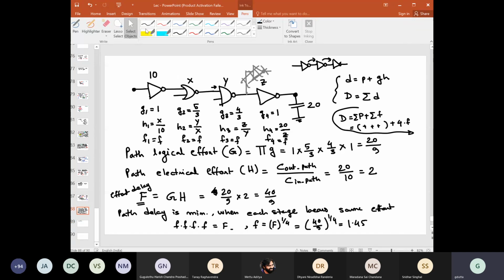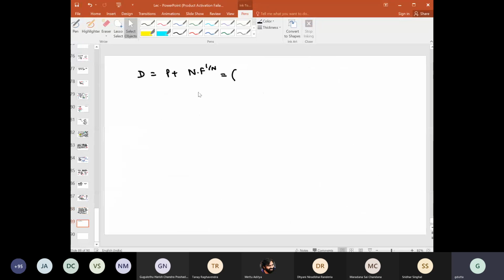For this, the inverter has parasitic delay 1. This is a two-input NOR gate, parasitic delay is 2. You remember the parasitic delay is the same for the NAND gate and NOR gate, and it depends on the number of inputs. So here also it is 2. Here the parasitic delay is 1. So it is 1 plus 2 plus 2 plus 1.